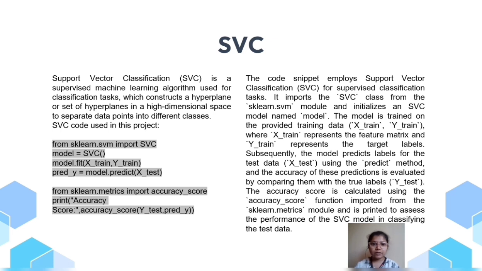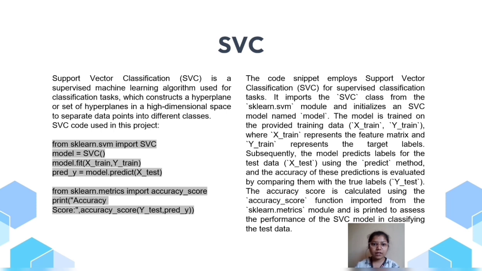After training, the model predicts the labels for the test data, X_test, using the predict method, and the predicted labels are stored in the variable predict_y. The code then calculates the accuracy score of the model's predictions by comparing them with the true labels, that is y_test, using the accuracy_score function. This score represents the proportion of correctly predicted labels in the test set.